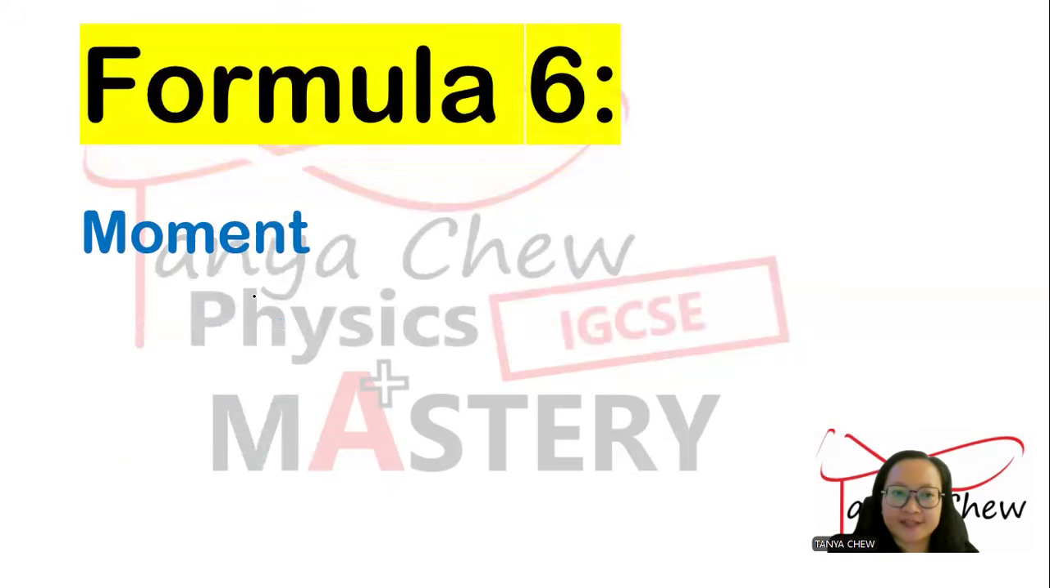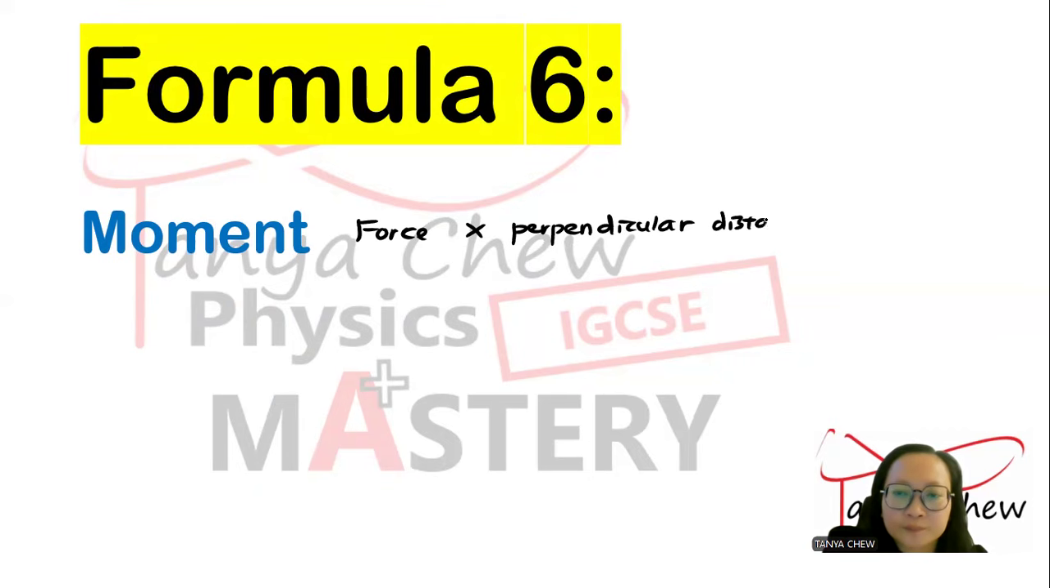Next one, formula 6, moment. Moment is the turning effect that is caused by a force. How to calculate moment? Force multiplied by perpendicular distance from pivot. What is pivot? Pivot is a turning point. So first of all, before you solve any question regarding moment, you have to identify the pivot first.